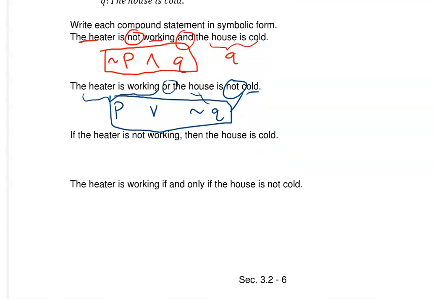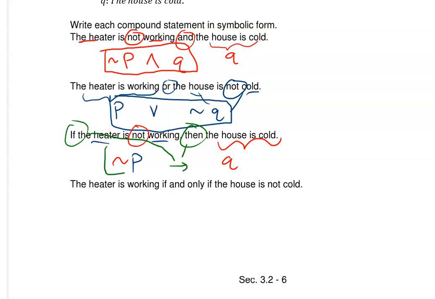If the heater is not working, then the house is cold, right? So the heater working is statement P. We are negating that statement, so we want to put a squiggly line in front of that. The house is cold, that is statement Q. The if-then translates to the unidirectional arrow, so the one directional arrow. And so it would translate like this. And again, we would read this as if not P, then Q.